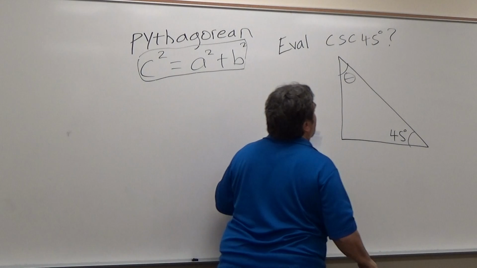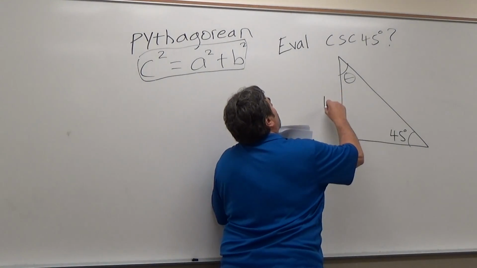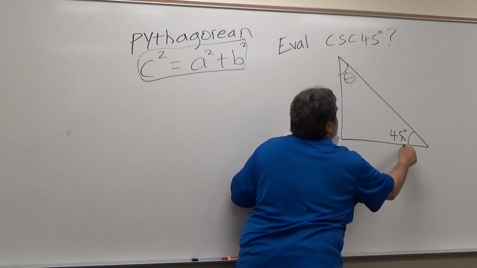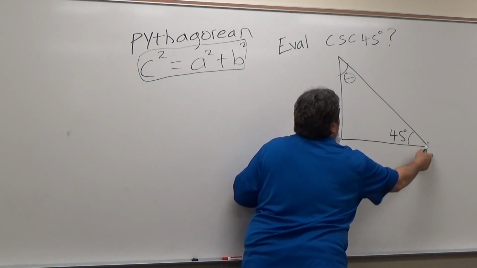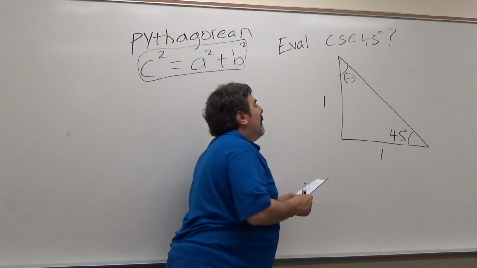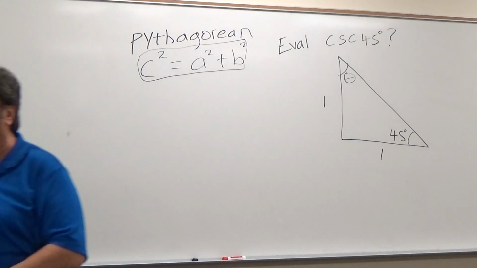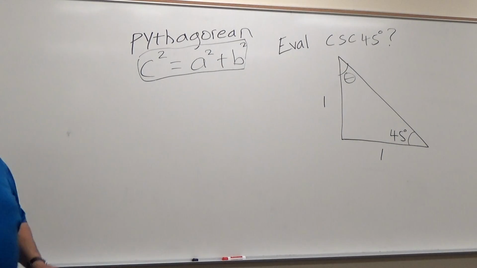They're also telling us that this side is equal to a length of 1, from here to here is 1, and this side is the same. The length from here to here is also 1. All right? So they're giving us this problem, and they want us to find the cosecant of the 45-degree angle.